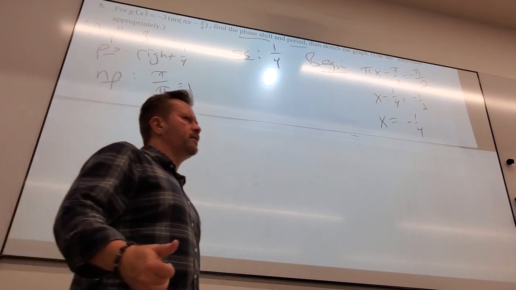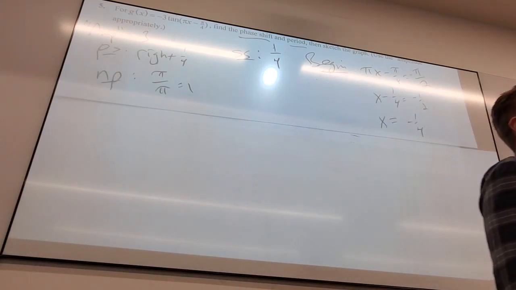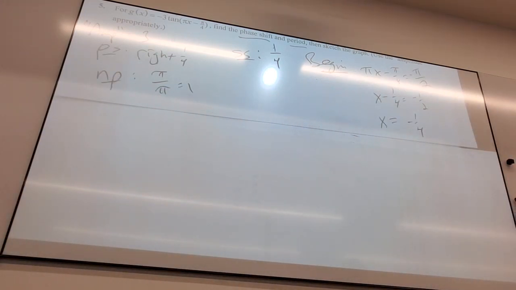Be really, really careful about the negative, correct? What does tangent normally look like? Yeah. What's it going to look like now? It's going to look like cotangent now because it's been flipped because of the negative, correct?